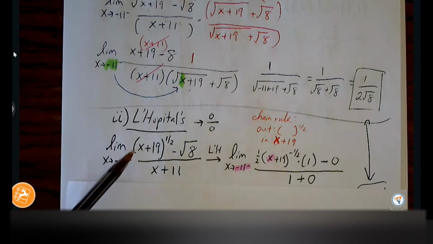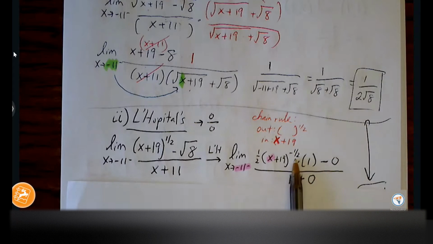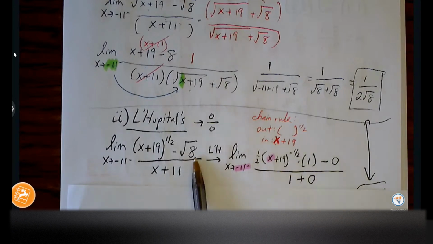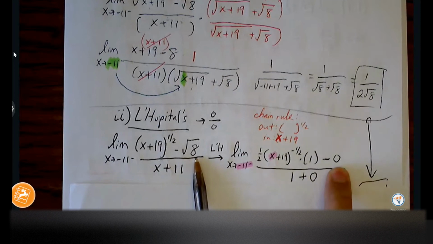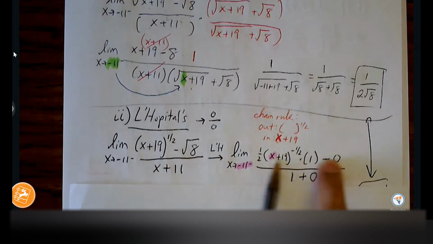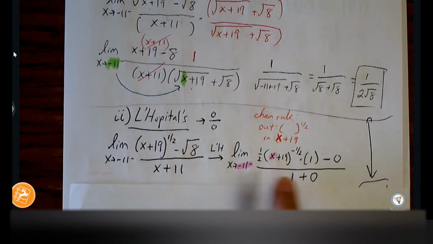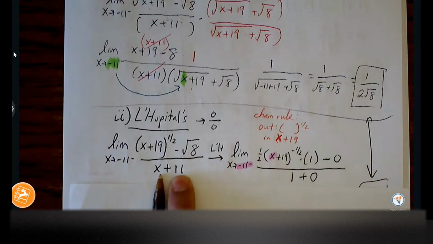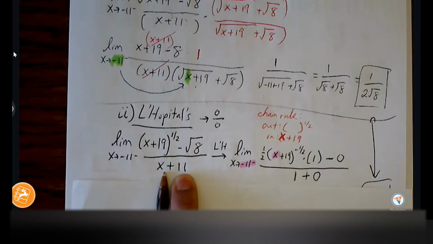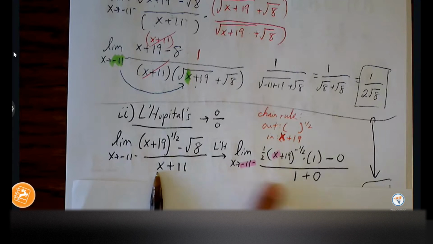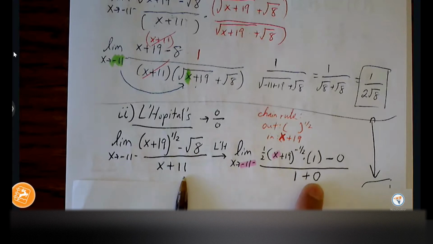So here's my derivative. Parentheses to the 1/2 becomes 1/2 parentheses to the negative 1/2. And then in the separate region, I need to find x plus 19's derivative, which becomes 1. Okay, we keep going. Negative root 8, that's a constant, so the constant goes away to a 0. So that completes the derivative of my numerator portion. And I'll repeat the same process to find the derivative of my denominator portion. X's derivative is 1. 11 goes to 0.